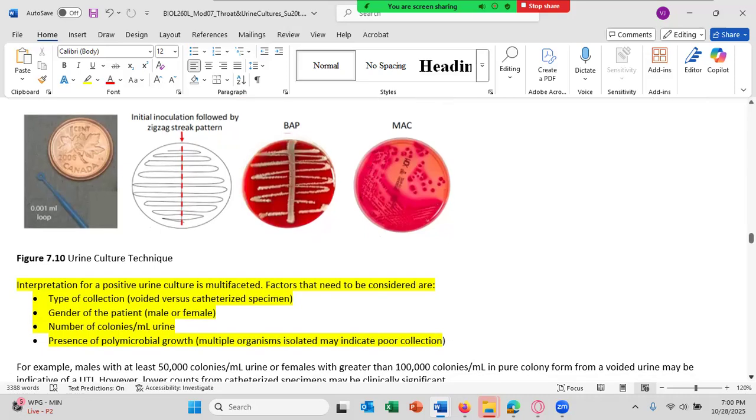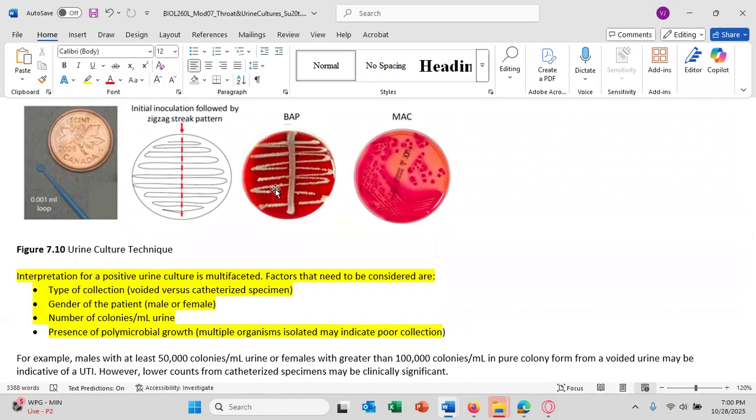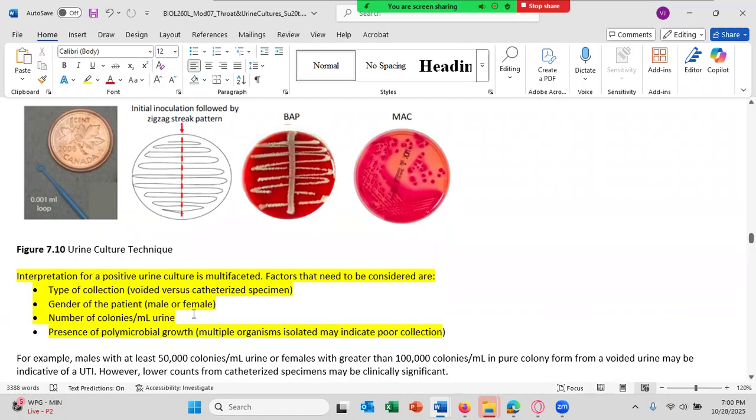The interpretation of a positive urine culture: you'll always get a positive culture unless you're doing suprapubic aspiration on a male, maybe in the bladder. You should always get positive results, because you'll pick up contamination from the urethra. And then even in suprapubic aspiration in a female, you will pick up normal microbiota that are present in the bladder. So you almost always get a positive urine culture.